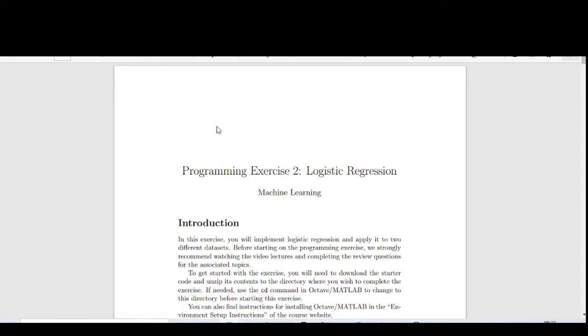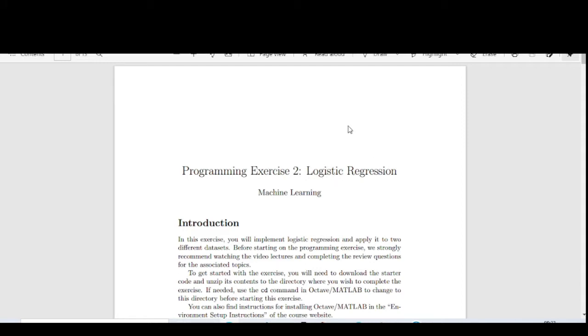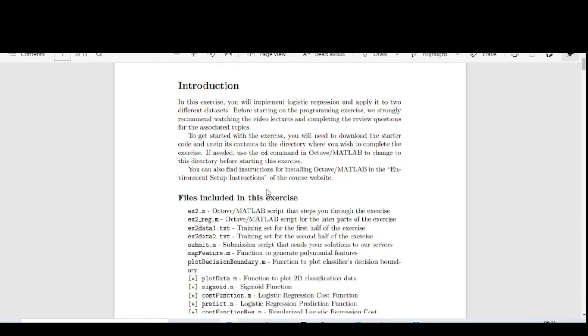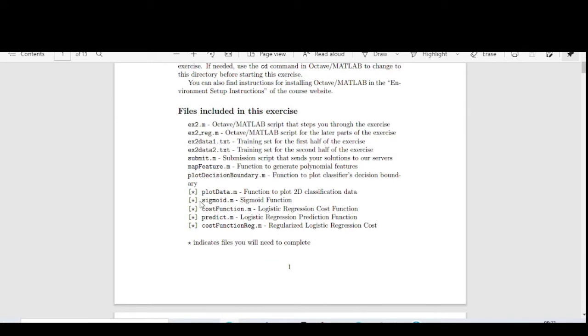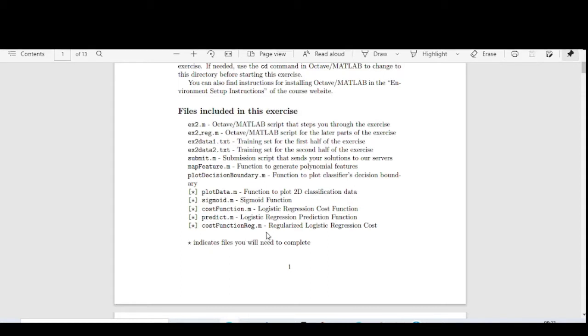So today we are going to discuss the week 3 assignments of Andrew Ng's course. In this particular exercise, all the exercises will be based on logistic regression, and these are the exercises which we need to complete: plotData.m, sigmoid.m, costFunction.m, predict, and cost function regularization.